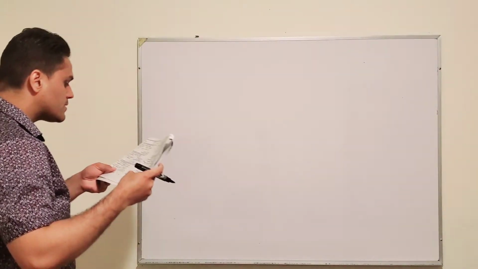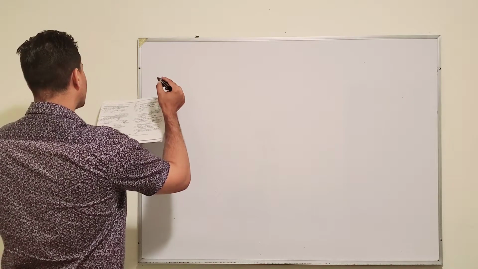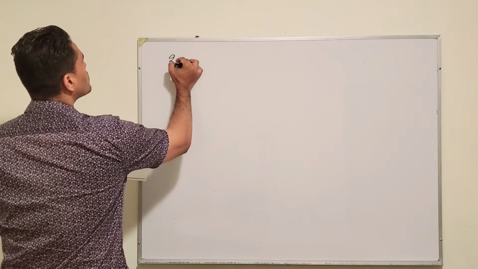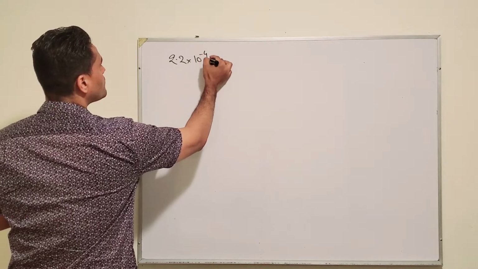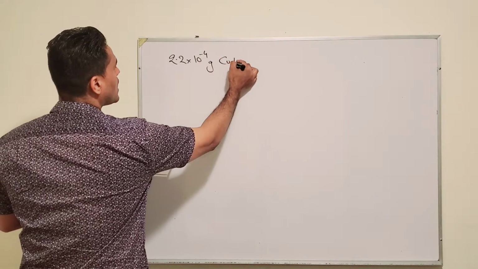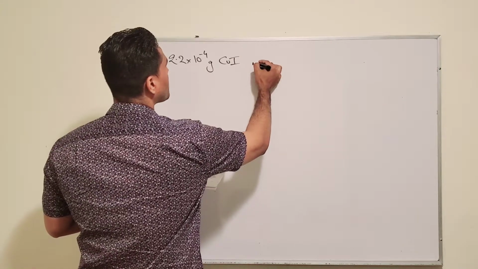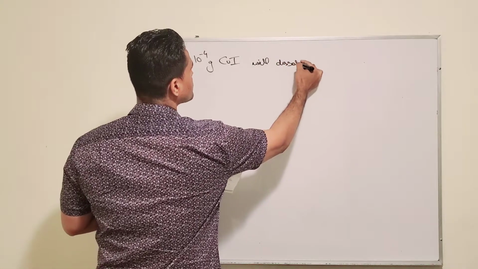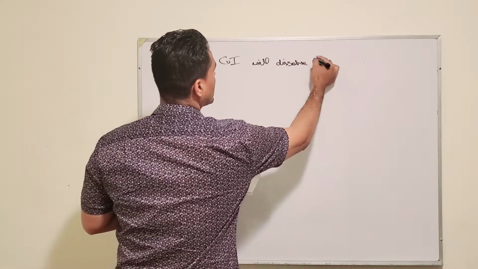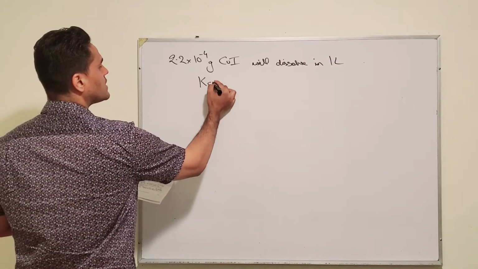Next up, the question says we have 2.2 times 10 to the power minus 4 grams of CuI, which will dissolve in 1 liter. And the question is asking me to find the KSP.